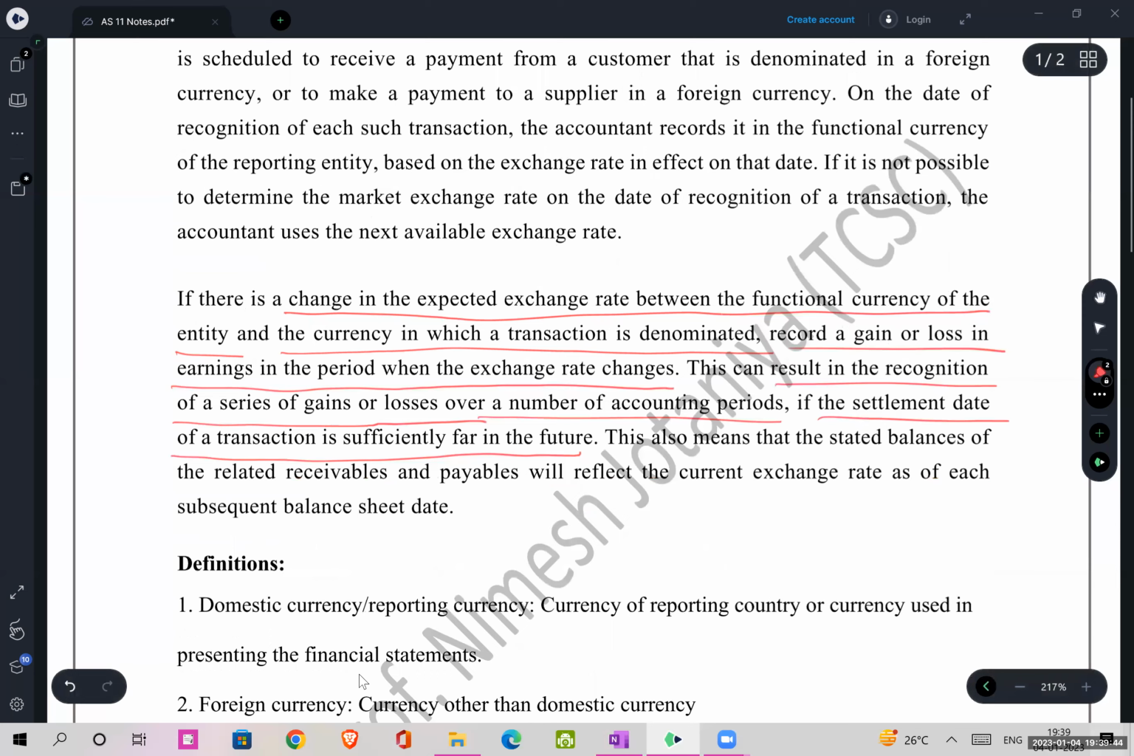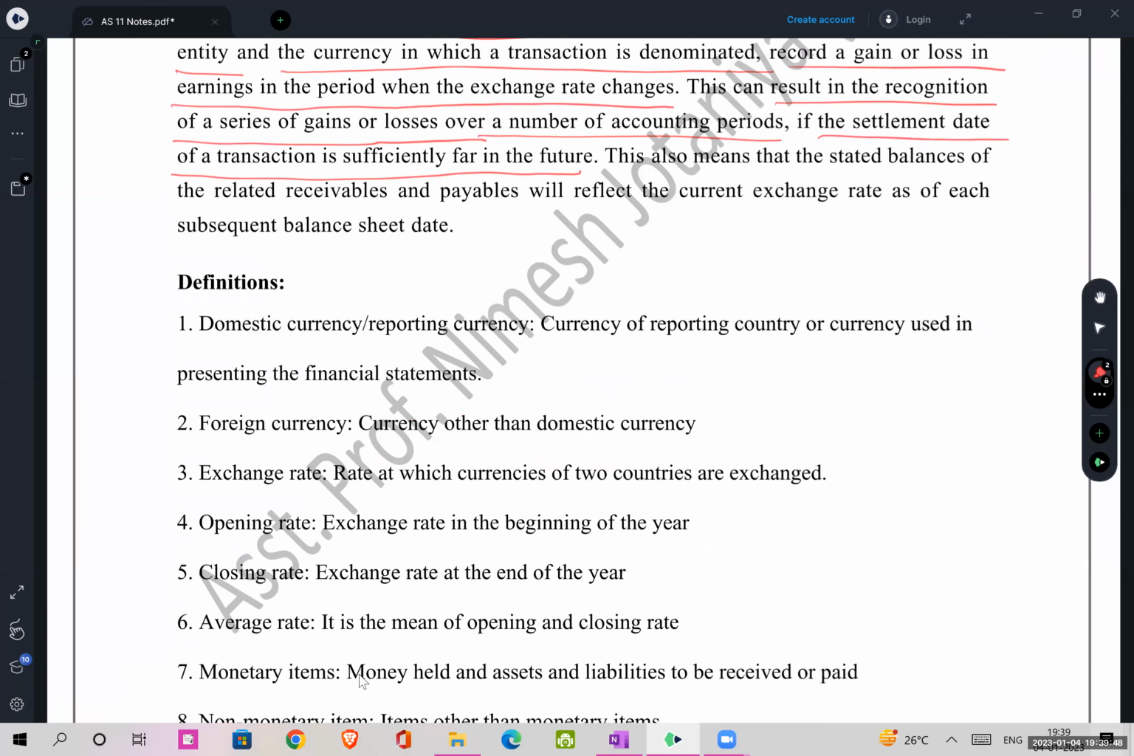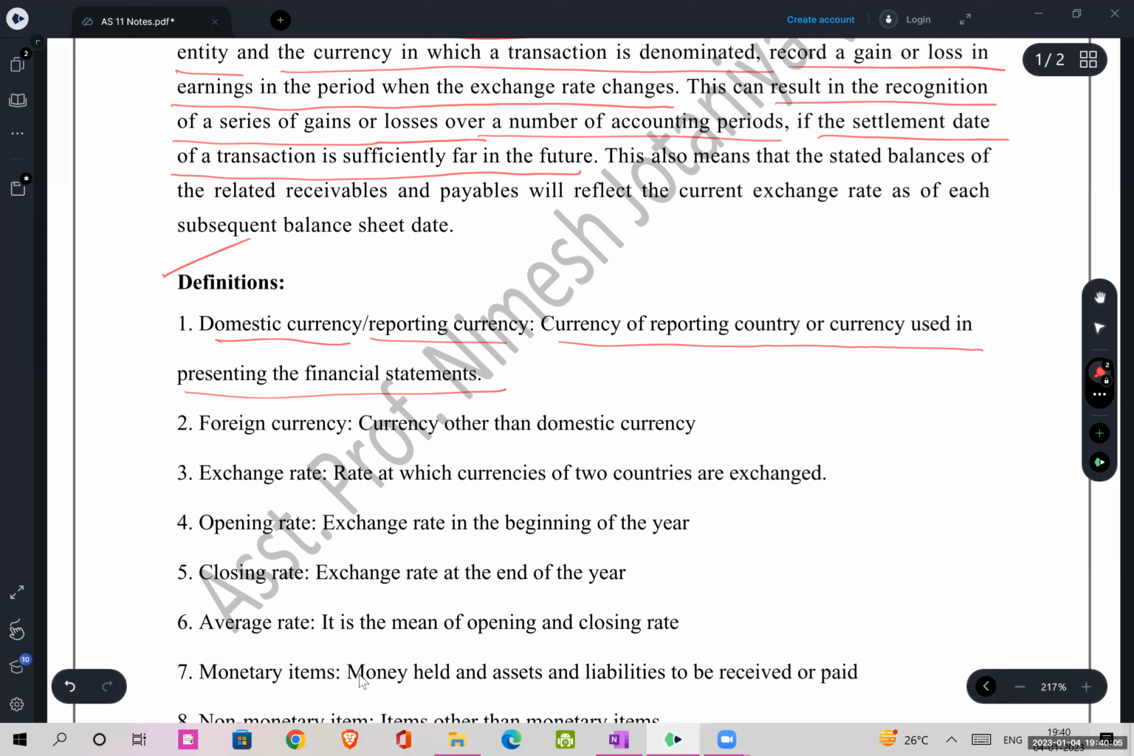Before giving you an example, let us just look into the definition in AS-11. Domestic currency, or the reporting currency, is the currency of the reporting country, or the currency used in presenting the financial statements.